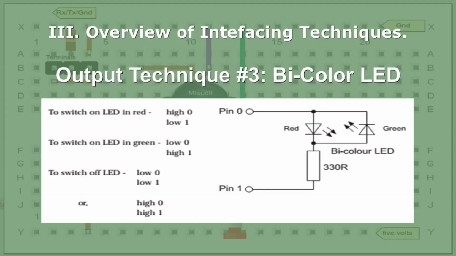For example, if pin 0 is high, and let's see, pin 1 is low, it's red. The red LED will conduct. If you reverse them, make low go to pin 0, and high, 5 volts. The pin 1 on this particular microcontroller could be 3 volts. It'll make it green in color. And you can make it switch back and forth with code.